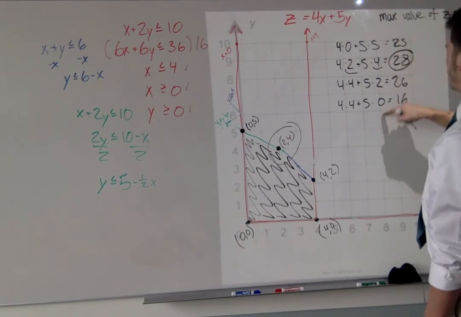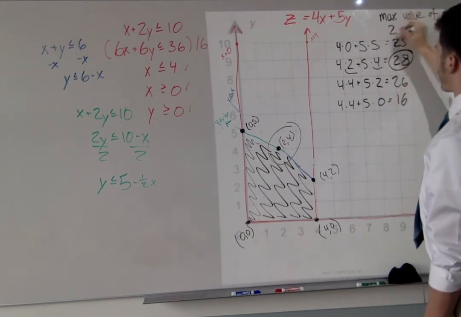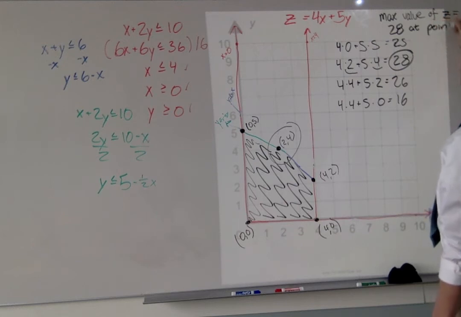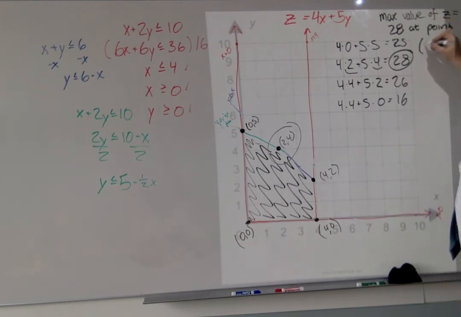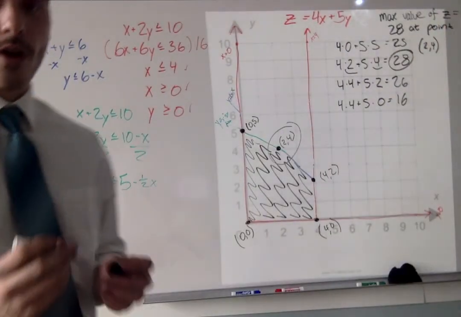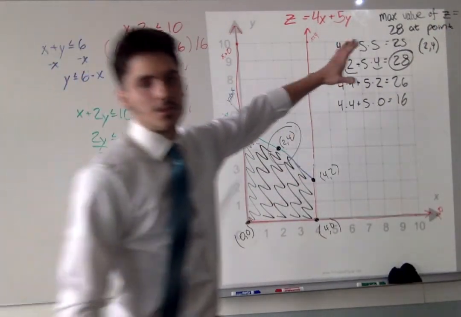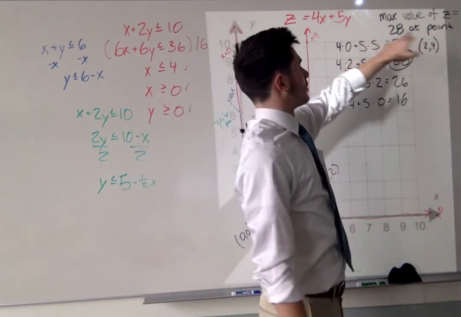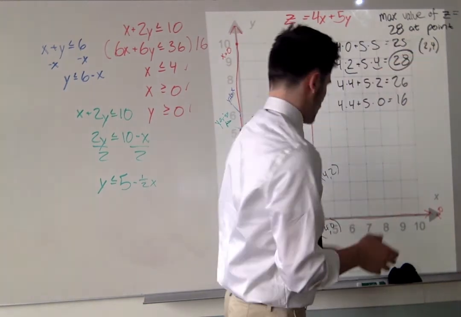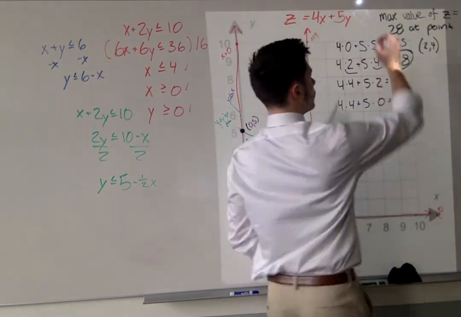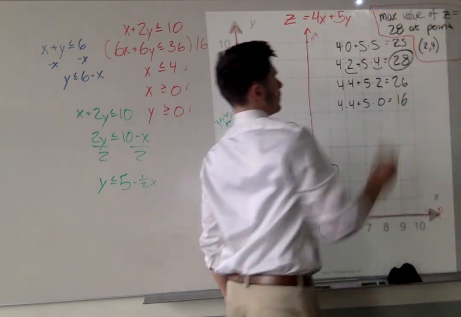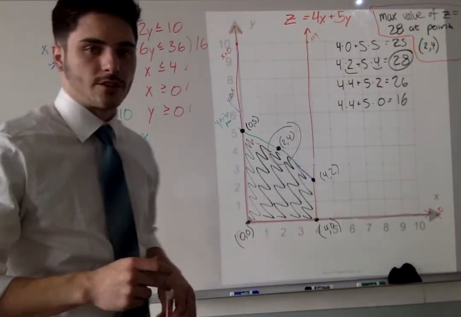We'll say that the max value is 28 at point 2, 4. And so that's how we're going to write our solution. If you can see that over here. So we've got the max value of z equals 28, and then we're going to clarify at which point that is true. So I'll give you the answer right here in red. That's what you should have gotten there.